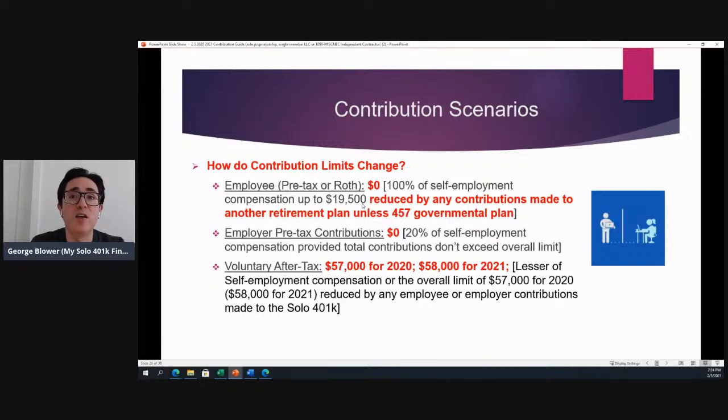Because keep in mind that the after-tax limit is not impacted by contributions made to another plan unless it's a 403B plan. So then they can move the money from the after-tax bucket to the Roth bucket. So they'd have $57,000 or $58,000 for 2021 in their Roth solo 401k.